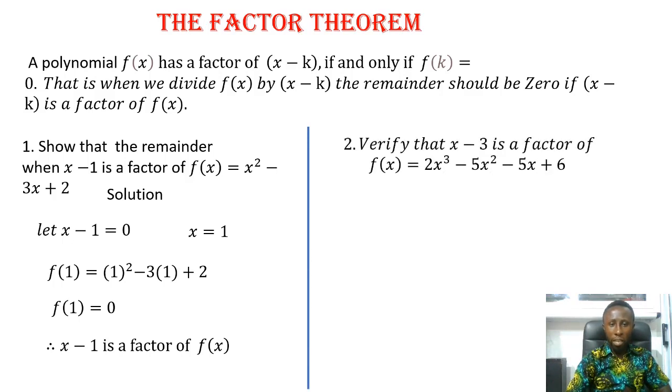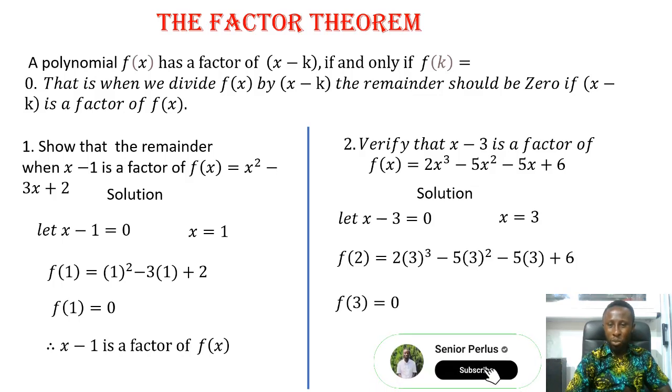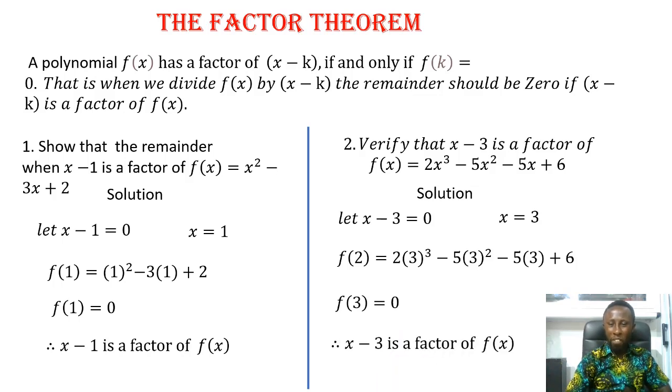Let's solve another example here. Verify that s minus 3 is a factor of this function. So this one, let s minus 3 equals 0. Therefore, our s equals 3. Then we just substitute anywhere we see s in the function. So f at 3. Therefore, our final answer is 0. So therefore, this is a factor. So that's the factor theorem.